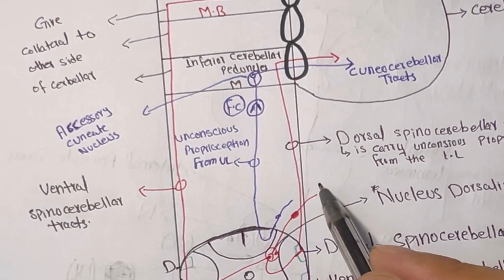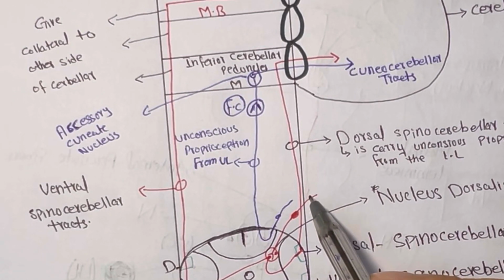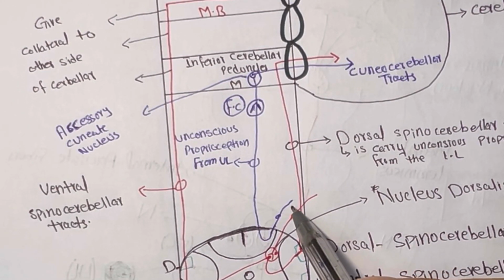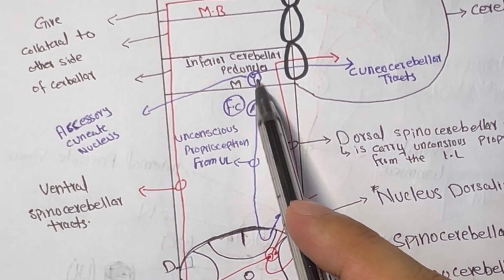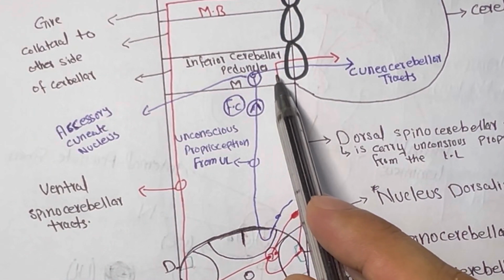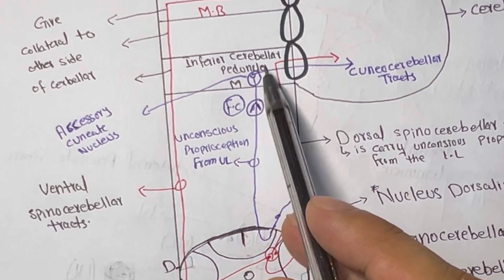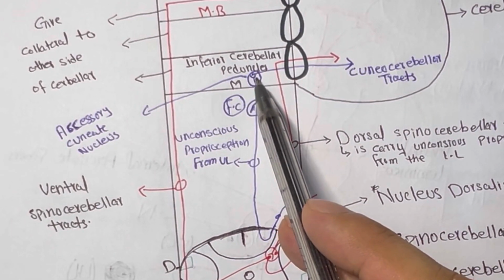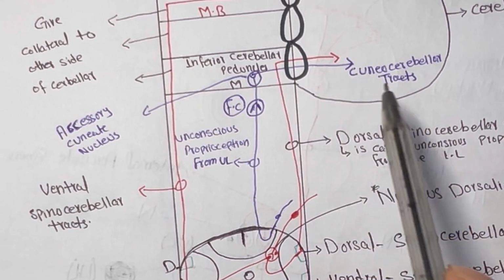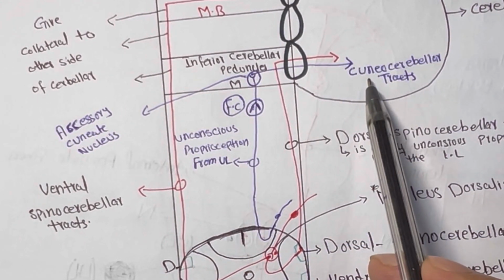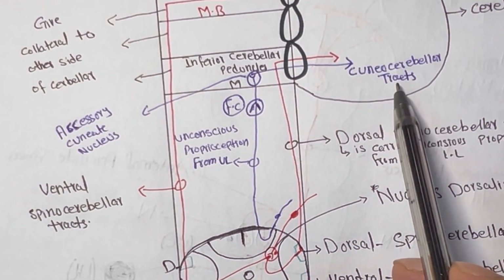So from the upper limbs, unconscious proprioception sensory nerves go to the dorsal white tracts in the white matter. They go like this and go up to the inferior cerebellar peduncle. And there is one nucleus. This nucleus is called the accessory cuneate nucleus, and this tract is called the cuneocerebellar tract.